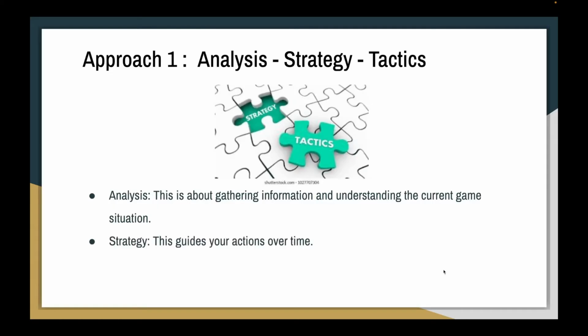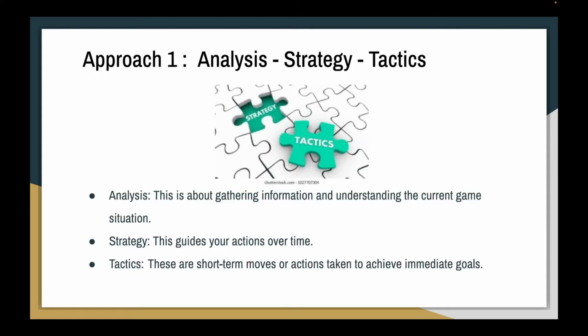Next, strategy means this guides your actions over time. It requires predicting possible outcomes and deciding on a long-term plan. Tactics are short-term moves or otherwise actions taken to achieve immediate goals. For example, in chess, you might set a trap for your opponent by sacrificing a piece.